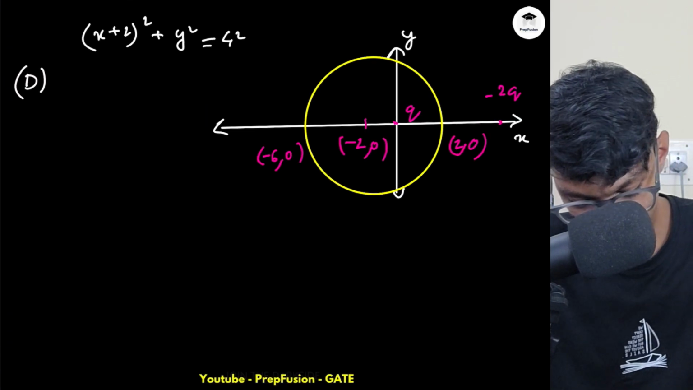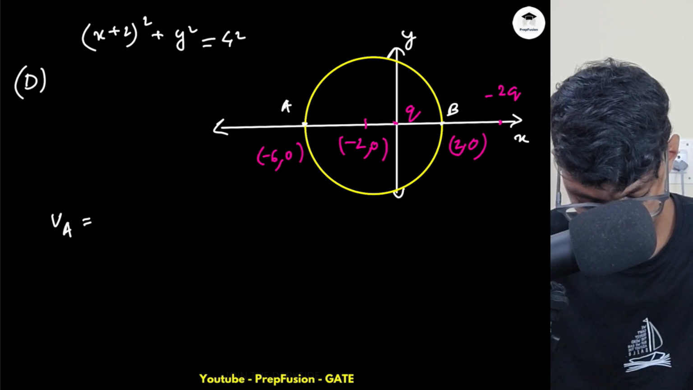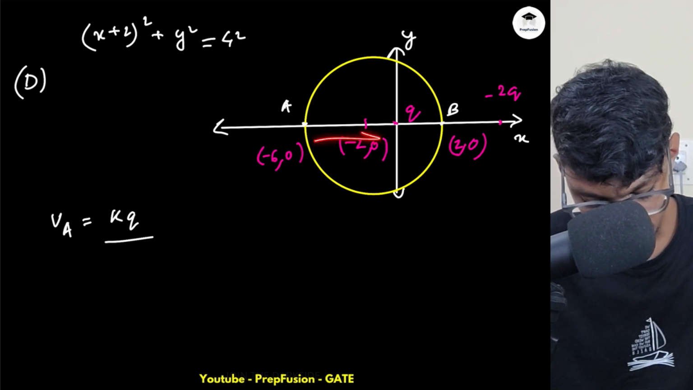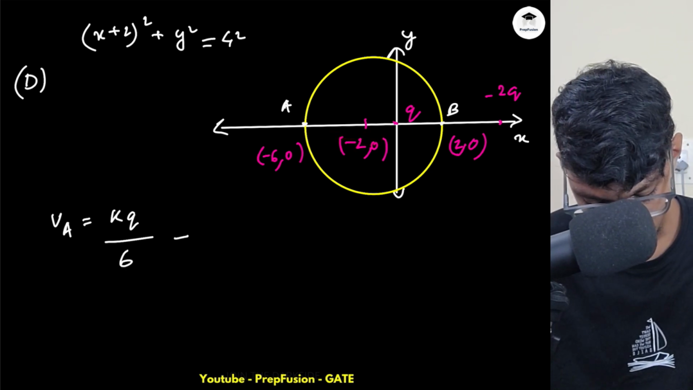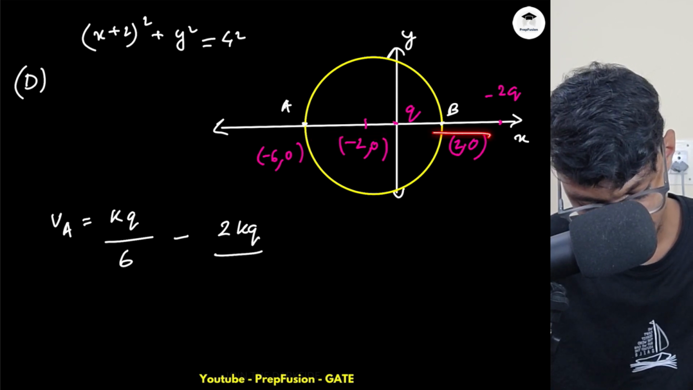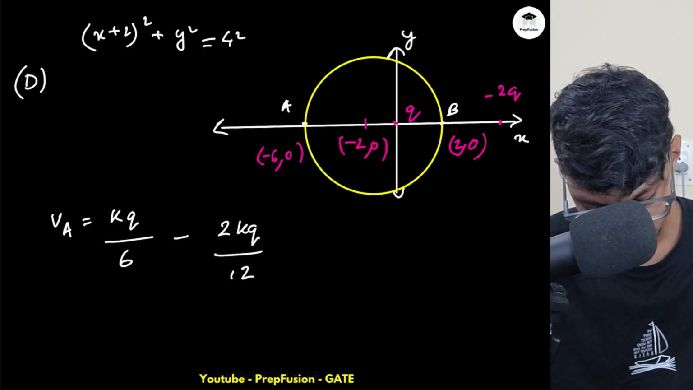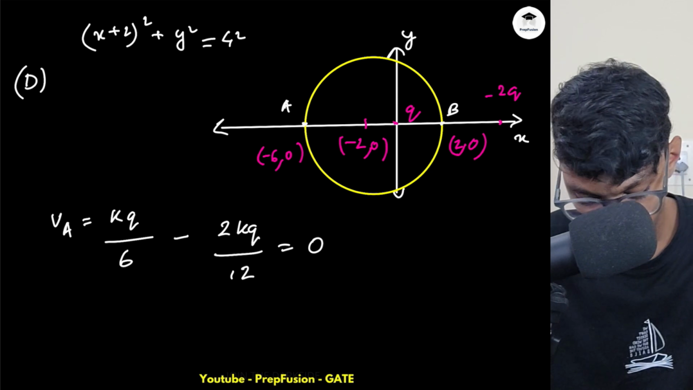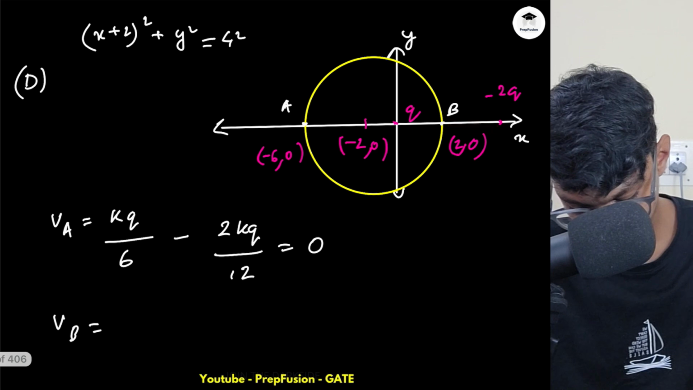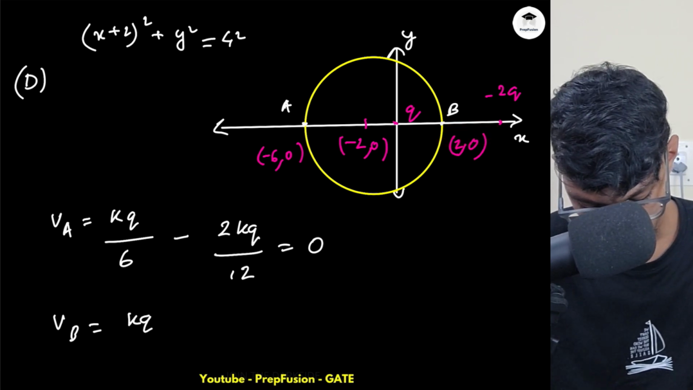Let's find out points A and B again. What is VA? VA is due to the first charge, kq by the distance, which is 6, minus 2kq by the total distance, 6 and again 6, so 12. So this comes out to be 0. What about VB? VB is kq upon this distance. What is this distance? This is 4, right? kq by 4.